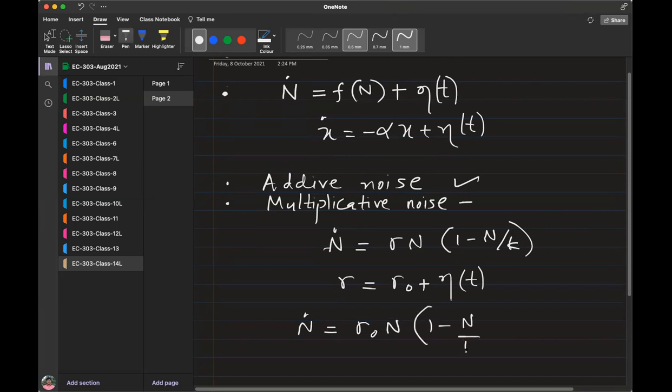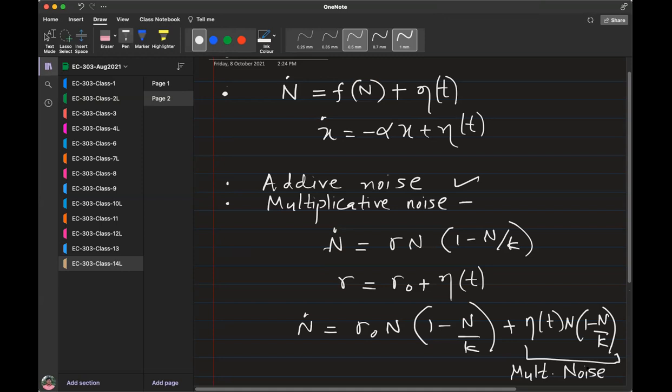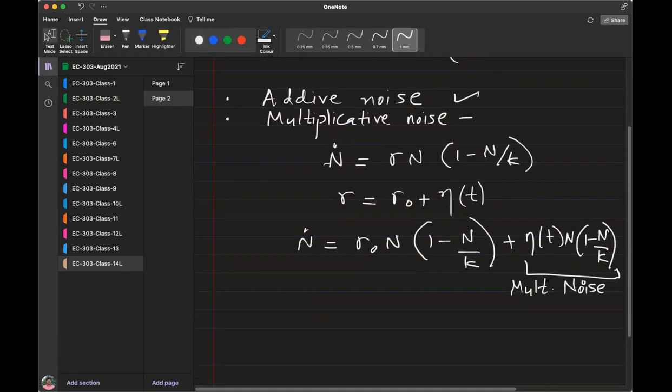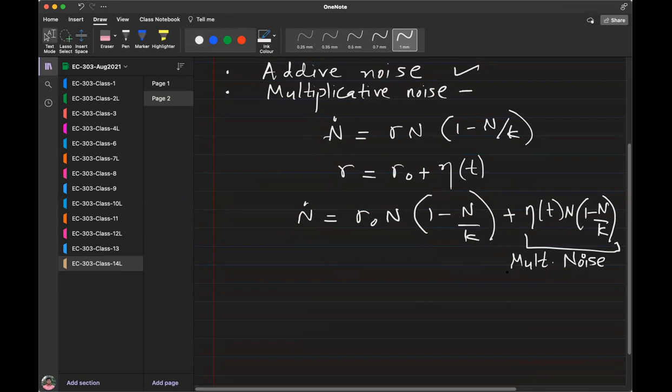The deterministic part will be the same as the previous one, but now we have the stochastic part, eta over n times 1 minus n by k. So now what this means is that the strength of the noise will depend on the current state of the system. This is also called state dependent noise. It does arise in many different forms of biological systems. Okay. Now, what I'm trying to do is the following. So I'll try to, yeah, any questions?